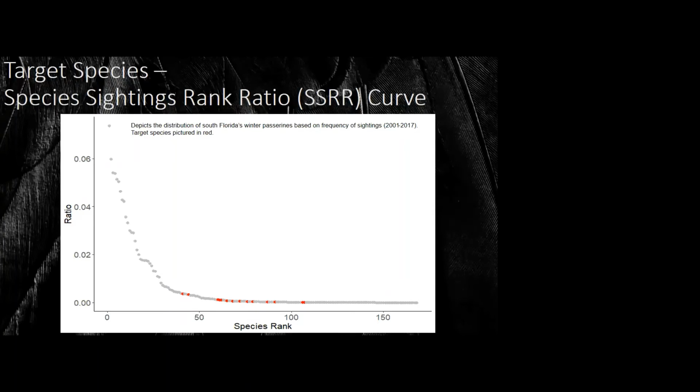And then this is a target species sighting rank ratio curve. It's a lot of words all strung together. But what it's doing is showing the distribution of South Florida's winter passerines based on the frequency of sightings. So the little red dots, those are my target species. And you can see that those target species are right in the center of this curve, which means they're neither the most common species here during the winter, nor the least common species.